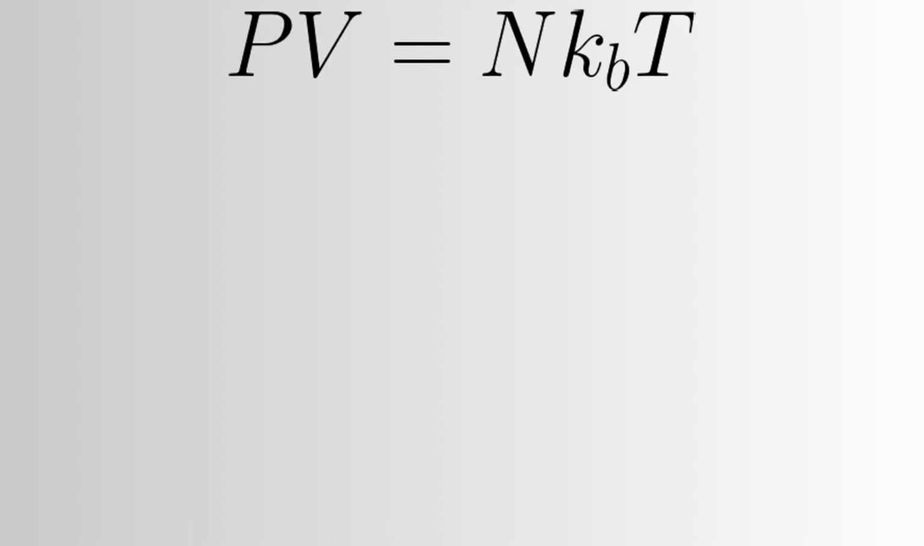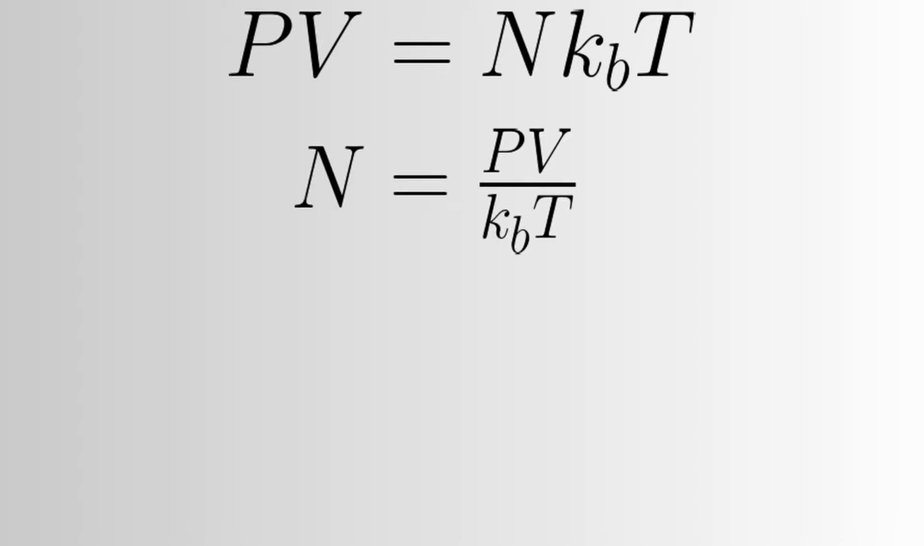Now I want to find rho in terms of pressure and temperature. To do so, we're going to start by assuming that we are dealing with an ideal gas, so we can use the ideal gas law, which is pressure times volume equals the number of atoms times Boltzmann's constant times temperature. Finally, I want to solve that for n.